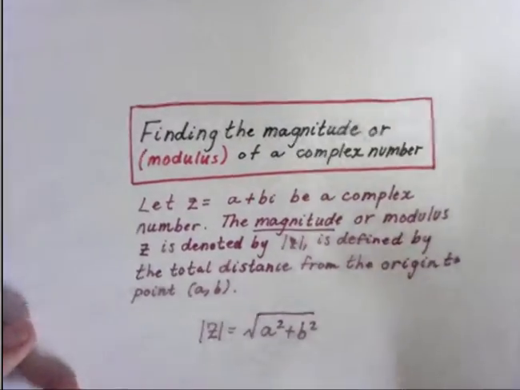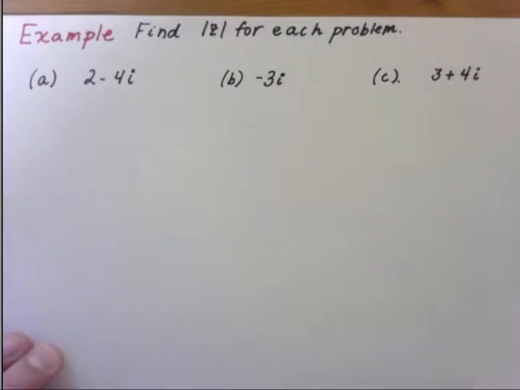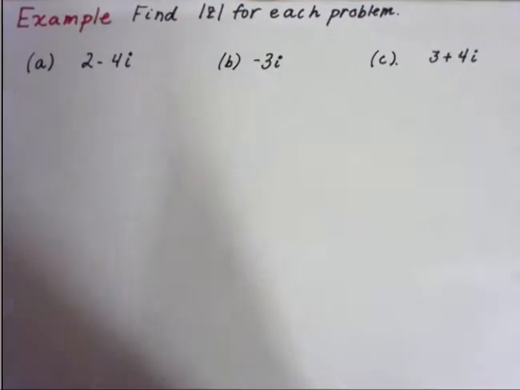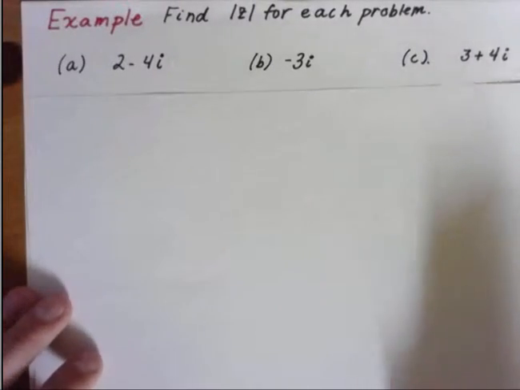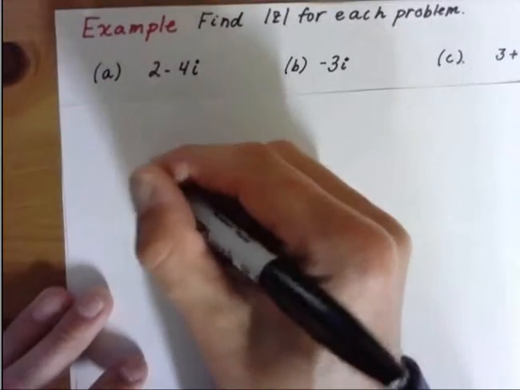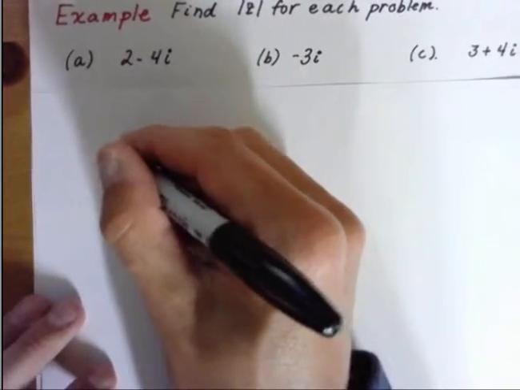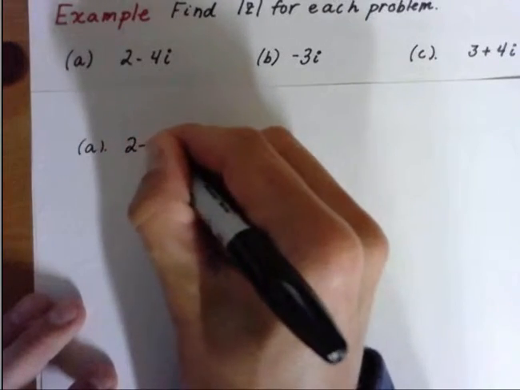So I've put a couple of examples together here. So let's find the absolute value for each of these problems. Now you can go ahead and draw these, okay? But if we rewrite this, let's look at part A as being 2 minus 4i.